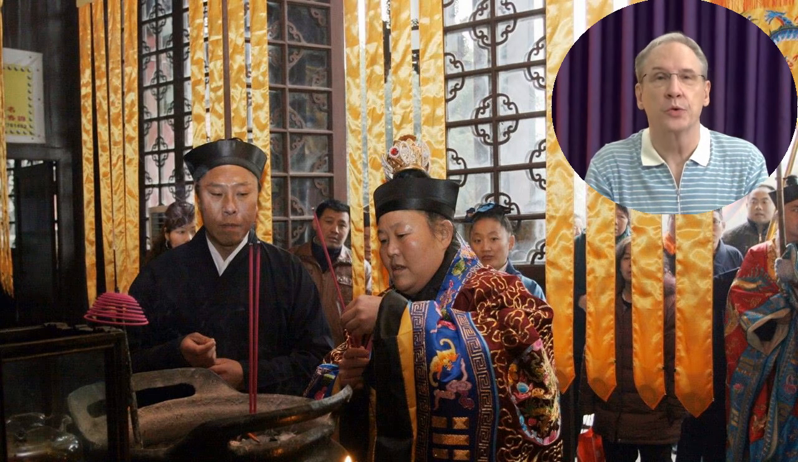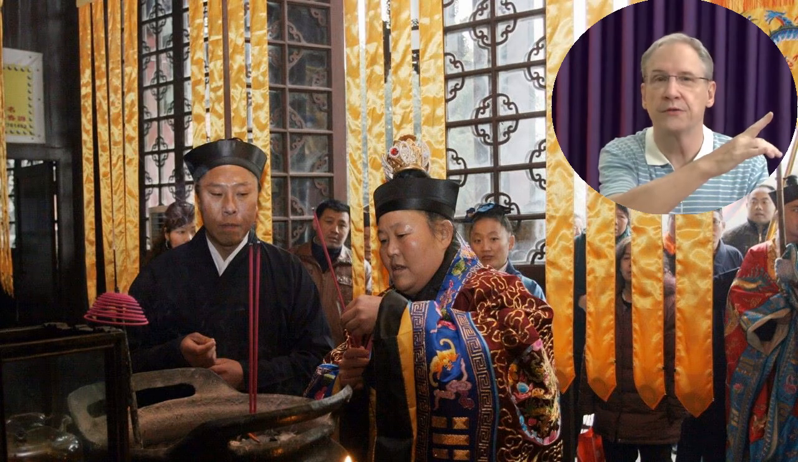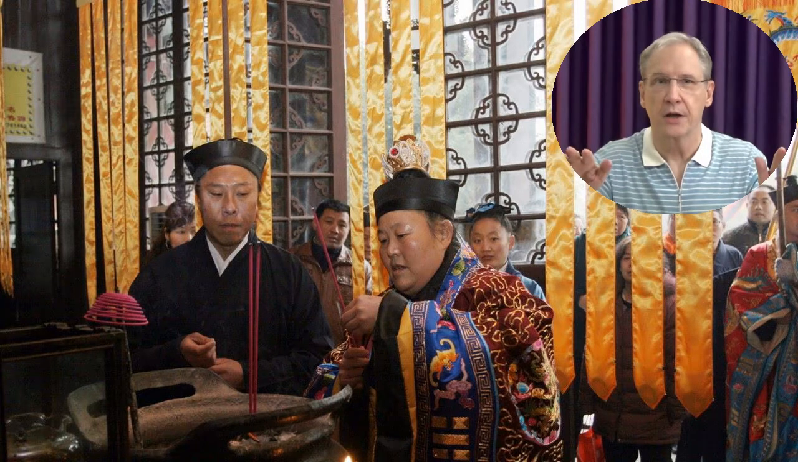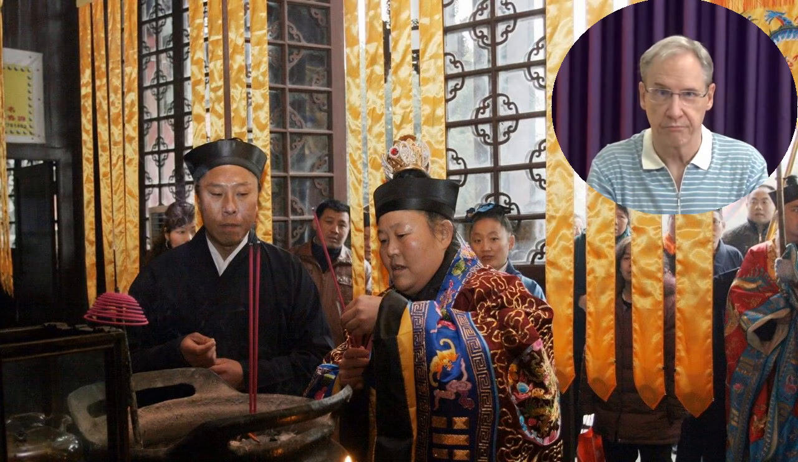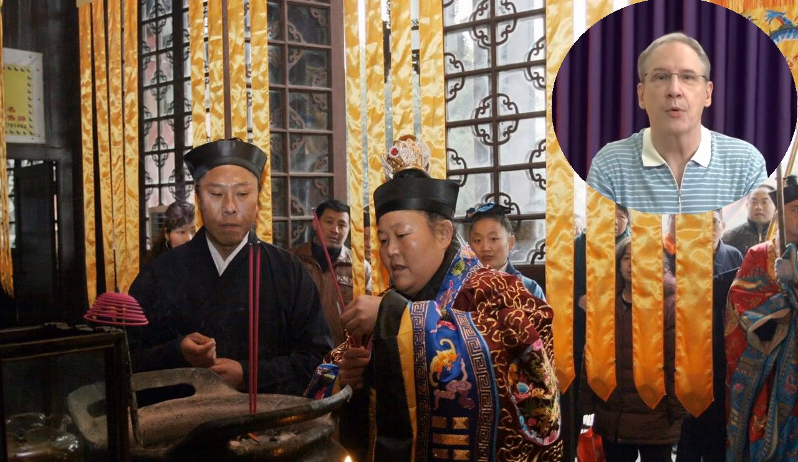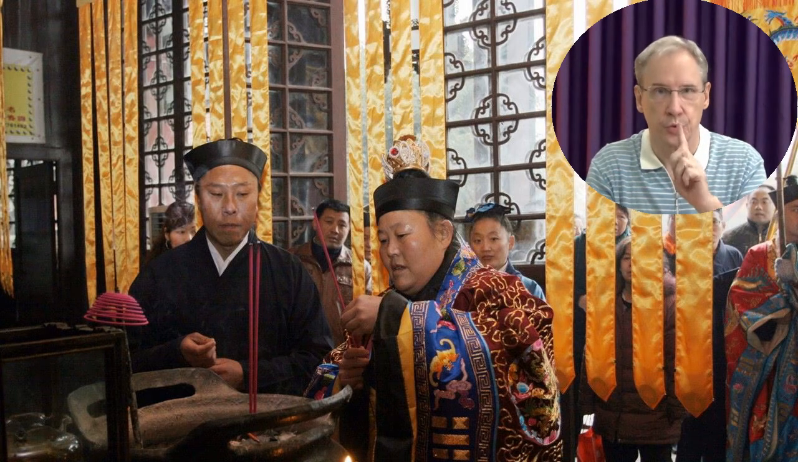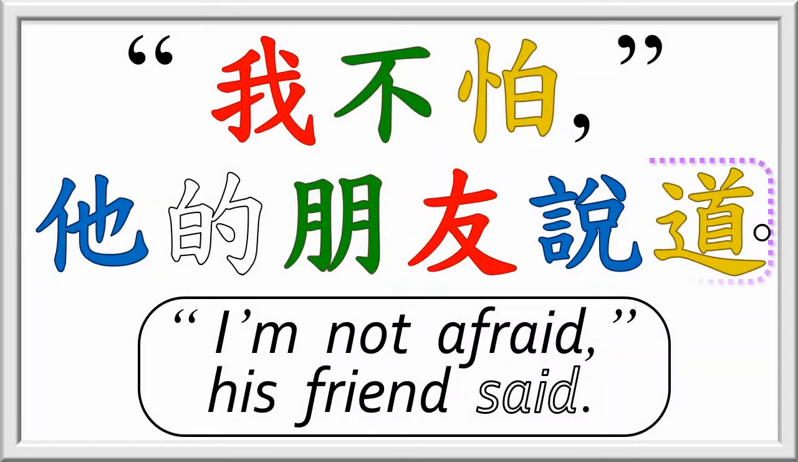Naturally, people of religious faith tend to want to share their way to salvation and spread the good word by proselytizing. So this is possibly the origin of Chinese 道, meaning to speak. 说道 is often found in novels, probably as often as he said or she said appears in English writing. 我不怕. 他的朋友说道. I'm not afraid, his friend said.